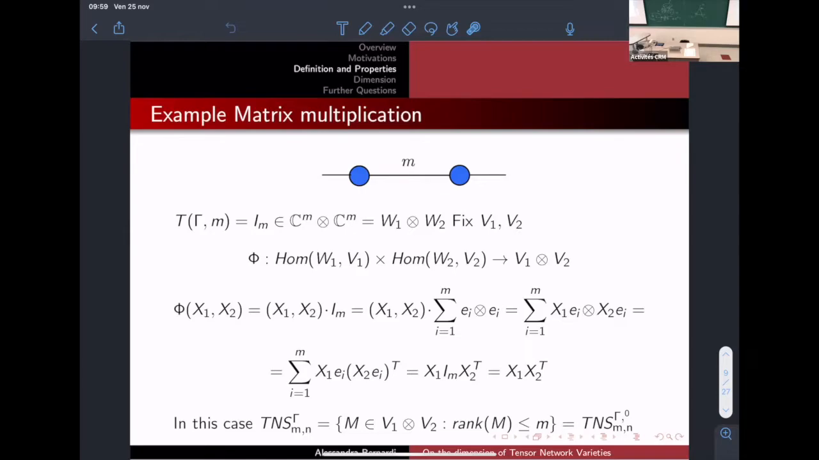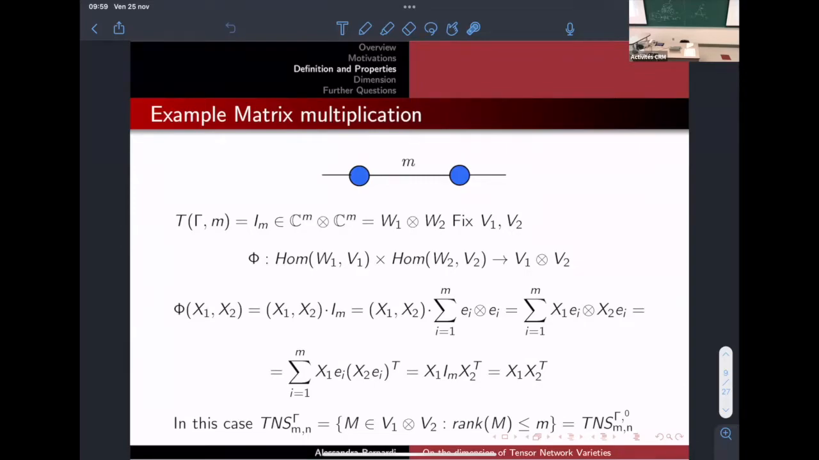Yes, that is the same definition that we have seen from all the other talks. So let's do the matrix product state again. In this case, I have only one identity matrix that goes from Cn tensor Cn. So this is just W1 tensor W2. I look at this homomorphism maps.